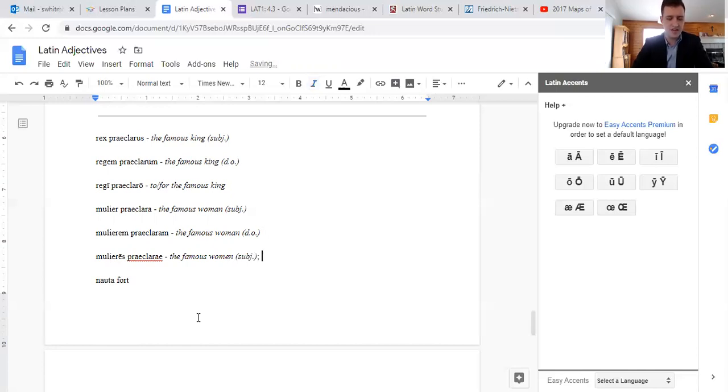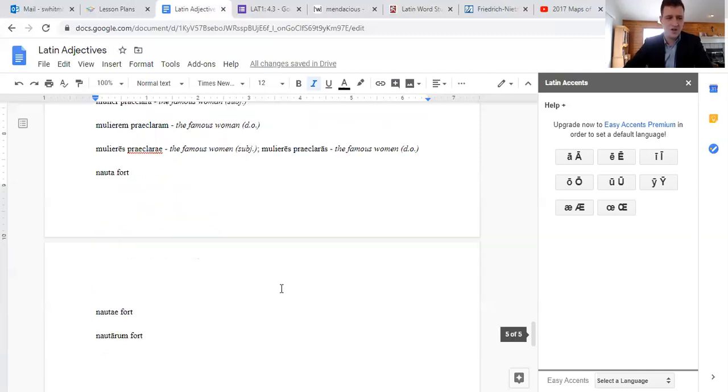Now, our second phrase, we'd have the same noun, right? Because this ending, es, can be nominative or accusative plural. If it were accusative plural, we'd need the first declension accusative plural ending, which is long as. And in that case, we would say the famous women, but not as the subject, since it's accusative, the famous women as the direct object. Make sense?